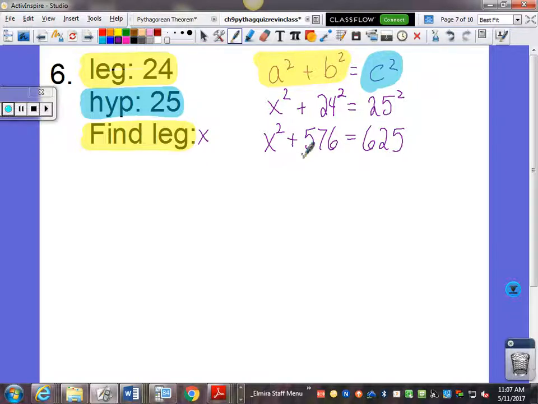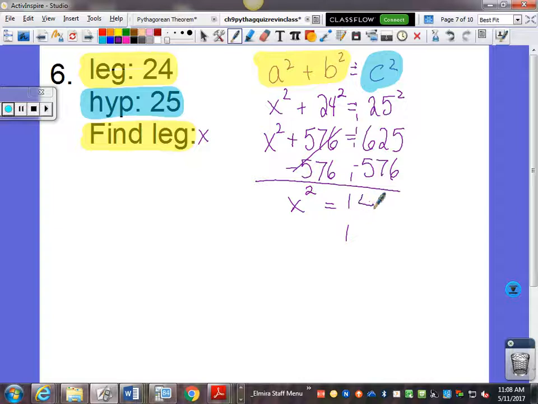Now, here again, I'm noticing that these are on separate sides of the equal, so this would be a subtraction. And I get x squared equals 49. Square root both sides, and x equals 7.